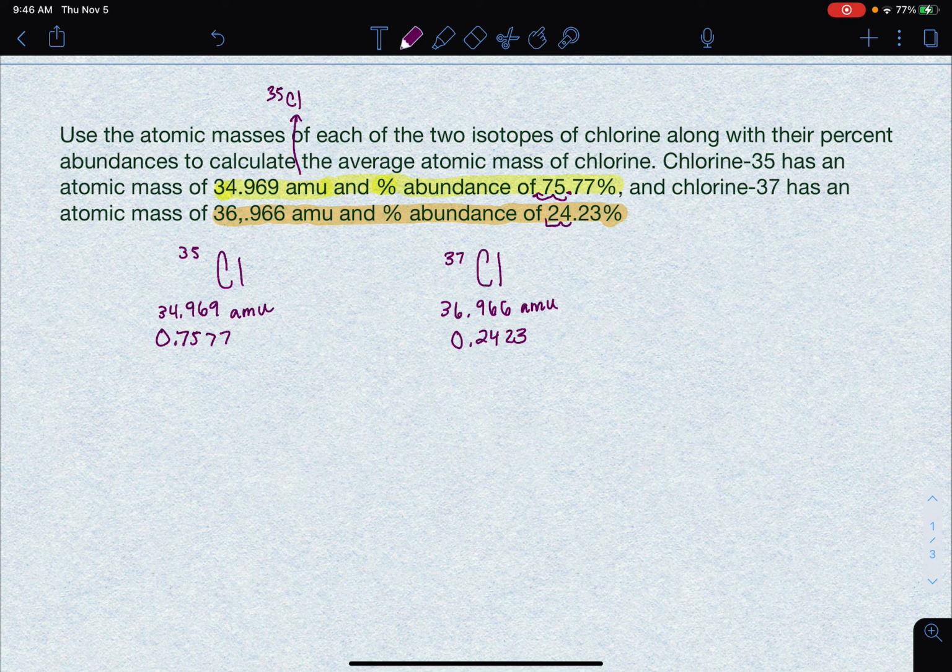Okay, so average atomic mass. Let's change colors. Let's do red.